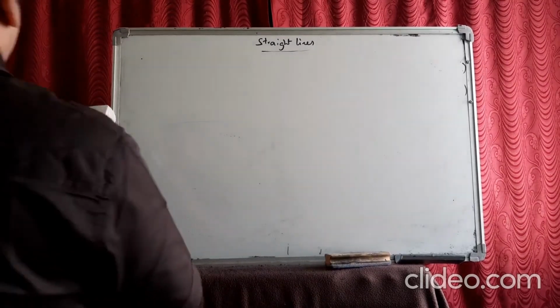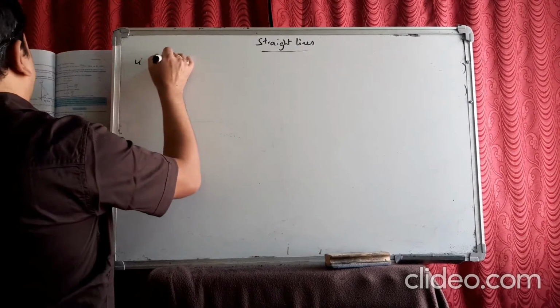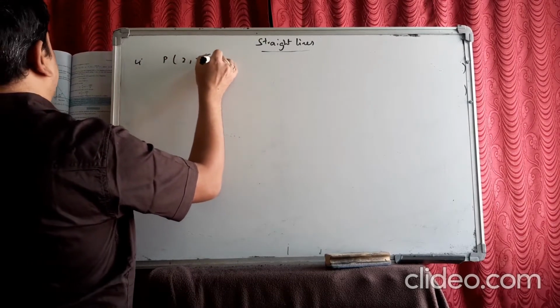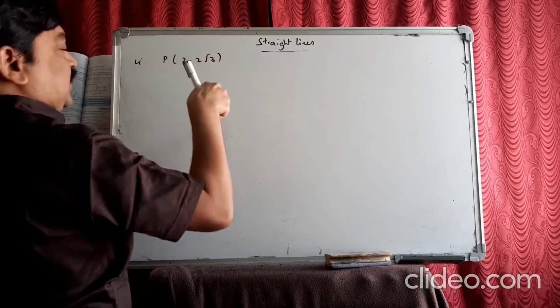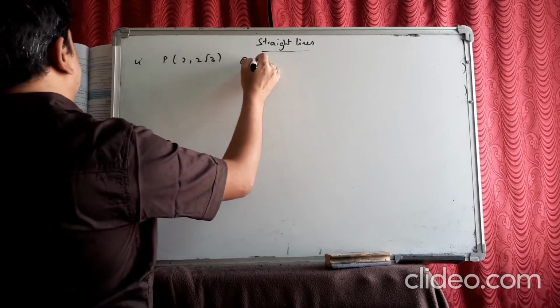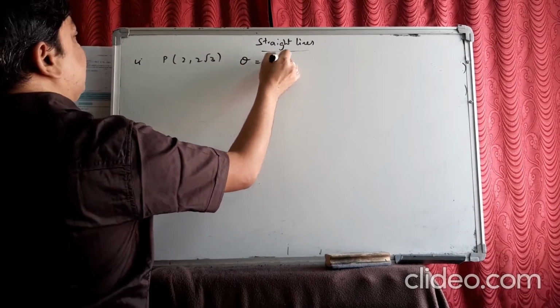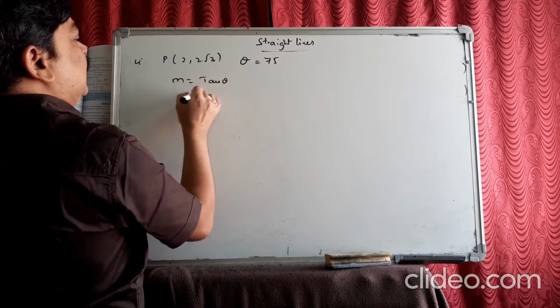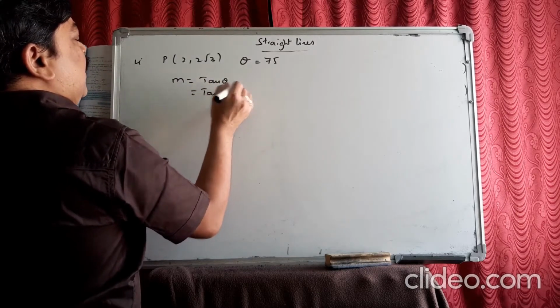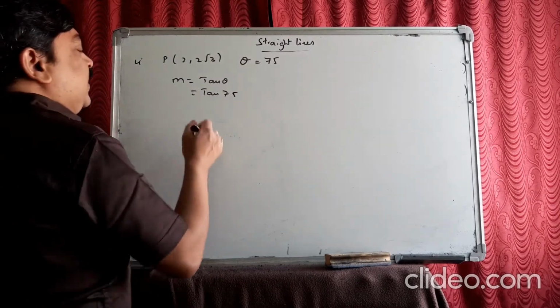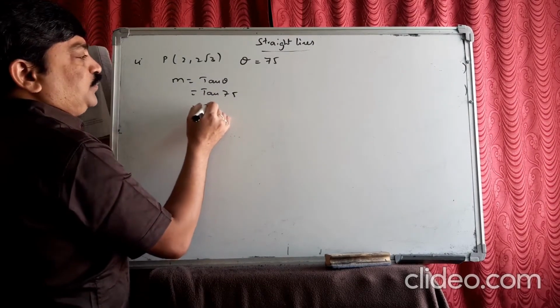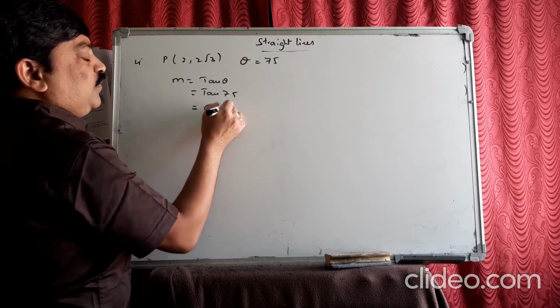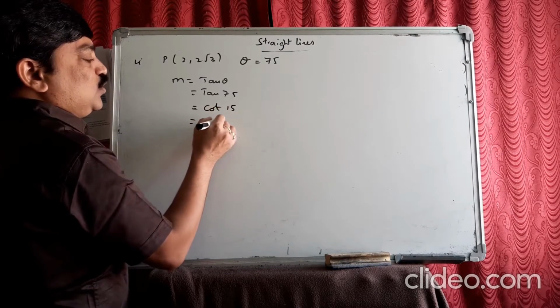Okay, see the fourth question. The point is given as (2, 2 root 3). Inclined with x-axis means theta. Theta is given as 75 degrees. So let us find m, which is tan theta. Tan 75. We did this in trigonometry. Tan 75 is cot 15. Cot 15 is taken as 2 plus root 3.